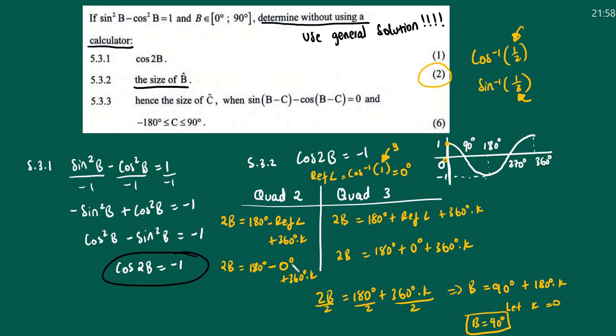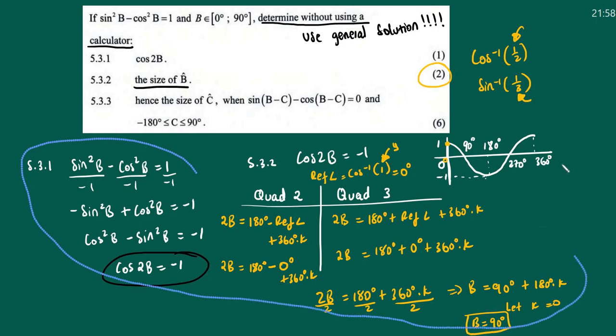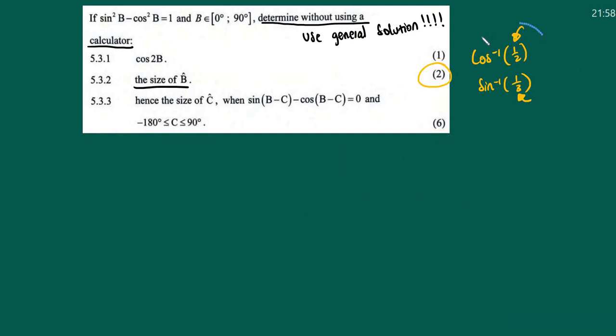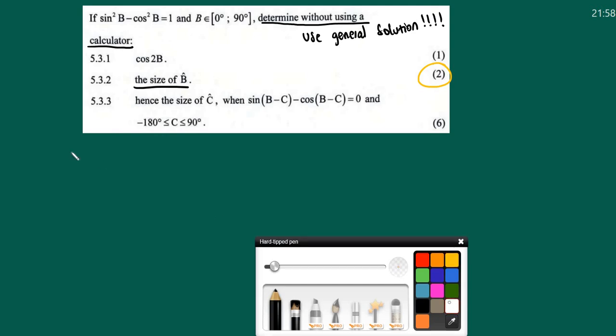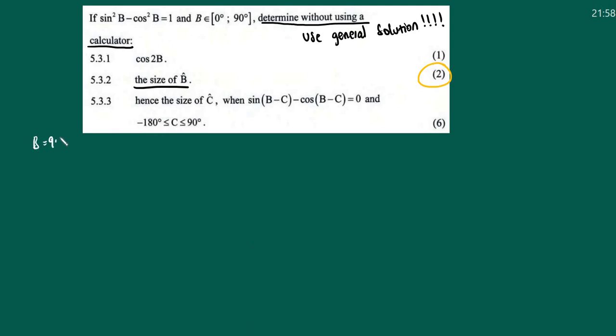So for 5.3.3, let me try to remove this, but let's keep note of what is b, because for the next problem we're going to need what is b. We know that b is 90 degrees. Now they say hence determine the size of angle C. Now they gave us that sine (b minus c) minus cos (b minus c) is equal to 0. We can rewrite this as sine (b minus c) is equal to cos (b minus c).